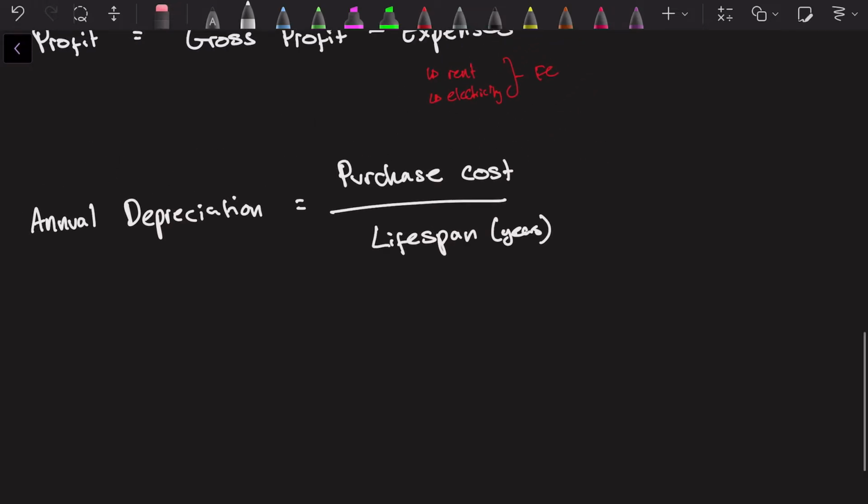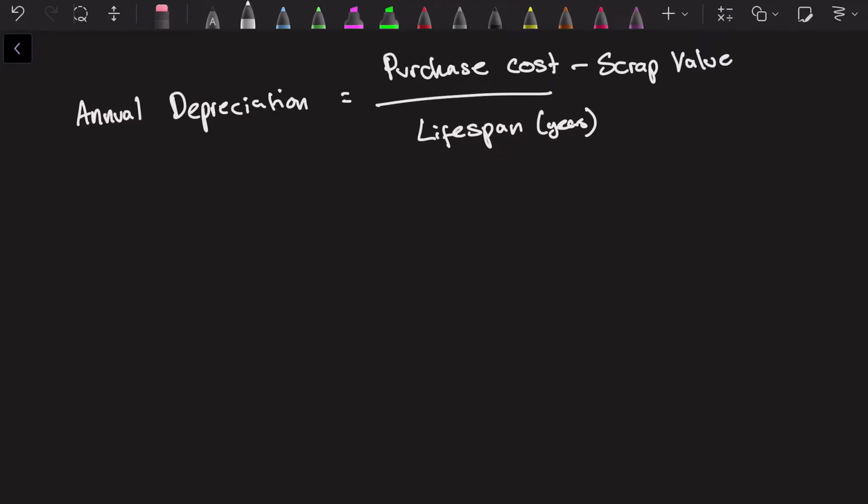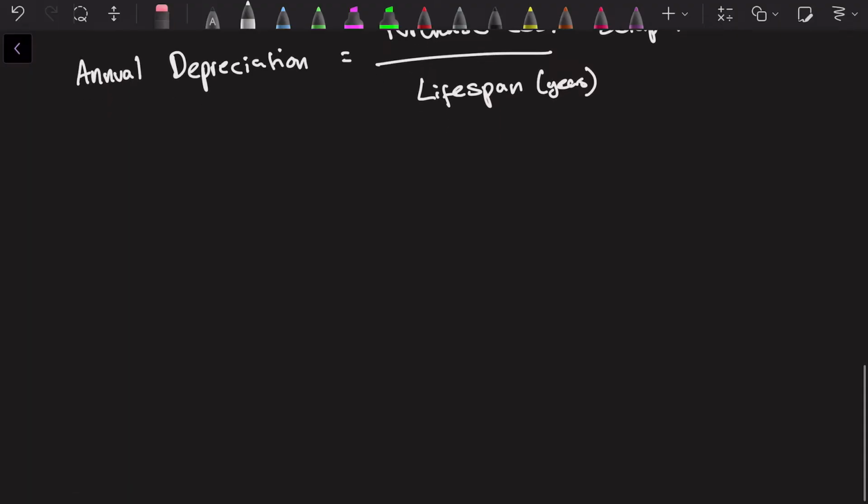Okay. It's quite unusual for you to buy something and then for it not to have scrap value, right? Even just a tiny bit. Even just the materials, if you were to melt whatever you bought, would have some residual value, which is why it's purchase cost minus scrap value. Scrap value is also called residual value, by the way. Okay, that's your annual depreciation. So, purchase cost is $15, scrap value is $5, over lifespan of years. So say it lasts 2 years. Then your annual depreciation is $5 a year.